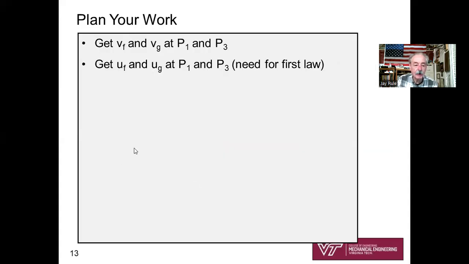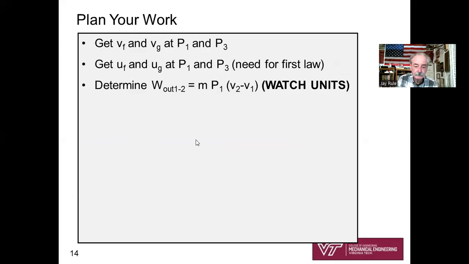Okay, so let's plan our work. We'll get VF and VG both at P1, 700 psi, and P3, 70 psi. And we'll also get UF and UG at those two pressures. Then we're going to work on the work out for 1 to 2. And that should be pretty easy, right? So it's the area of a rectangle. Mass, we know. Pressure 1, we know. We're going to have to watch our units. And then we will have V2 and V1 because we will have looked them up.